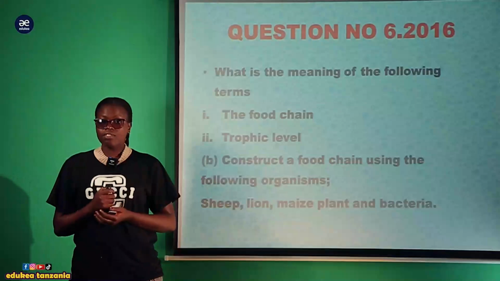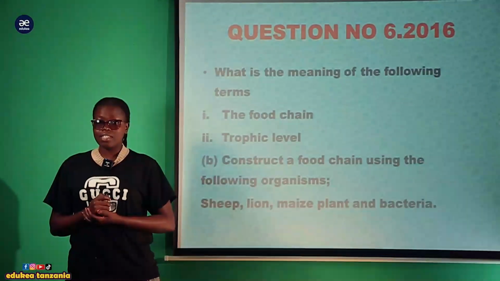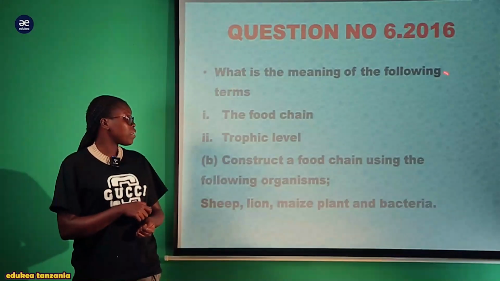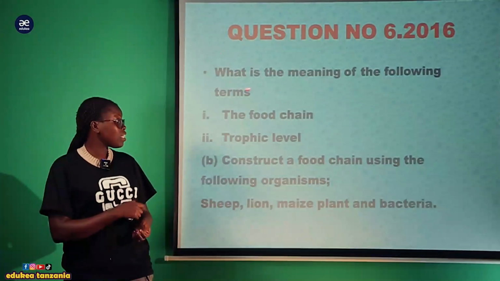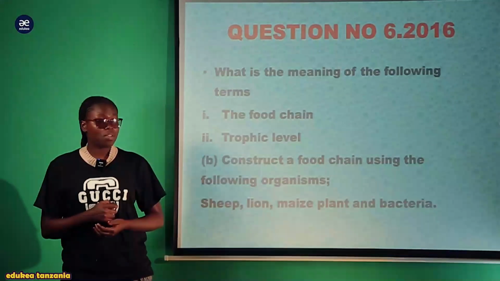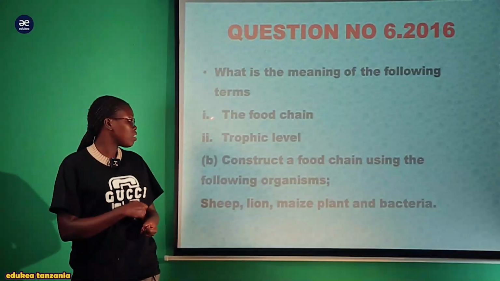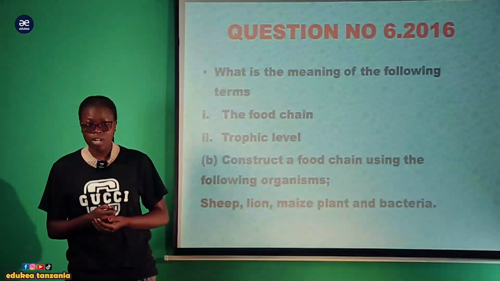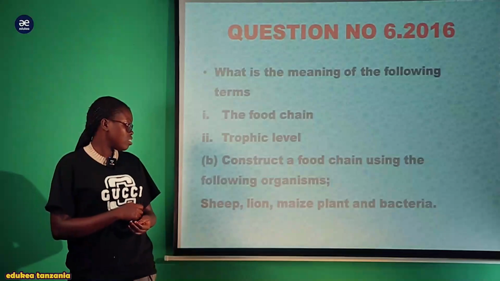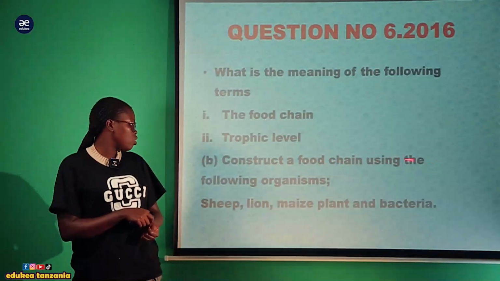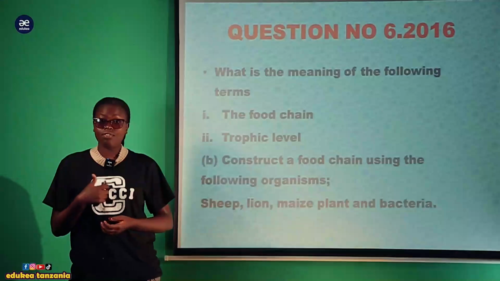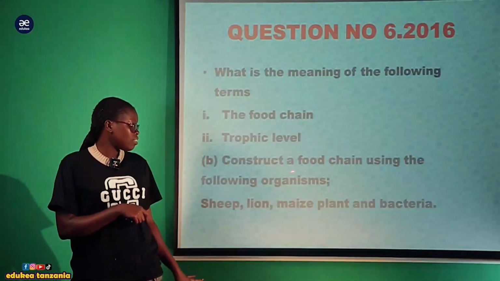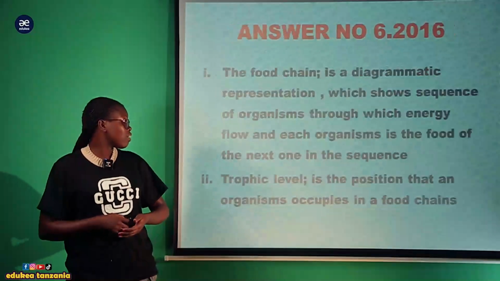So, in today's session, we have question number 6 for the year 2016. Question 6 (a) states: what is the meaning of the following terms? The first one, what is the meaning of the food chain? The second one, what is the meaning of the trophic level? And question number 6 (b) states: construct a food chain using the following organisms. The organisms are sheep, lion, maize plants, and bacteria.